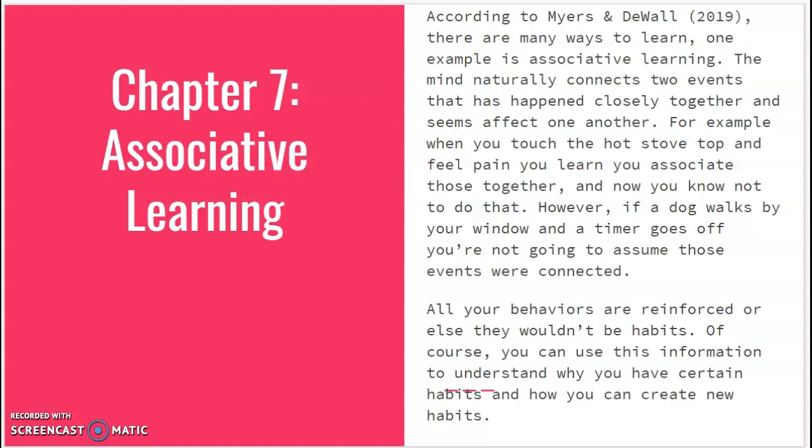Alright, so chapter 7, associative learning. There's many ways to learn. The big general one is associative learning, which can be broken down into conditioning, which is classical and operant and all that fun stuff. You tend to associate 2 events that happen very close to each other and seem to have a cause and effect relationship. So if you put your hand on a hot stove and you feel pain, you associate hot stove and pain, and now you don't put your hand on the hot stove because you know better.